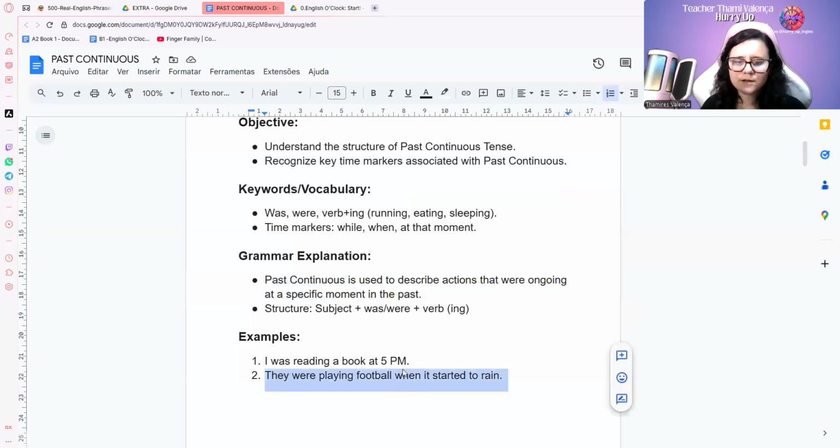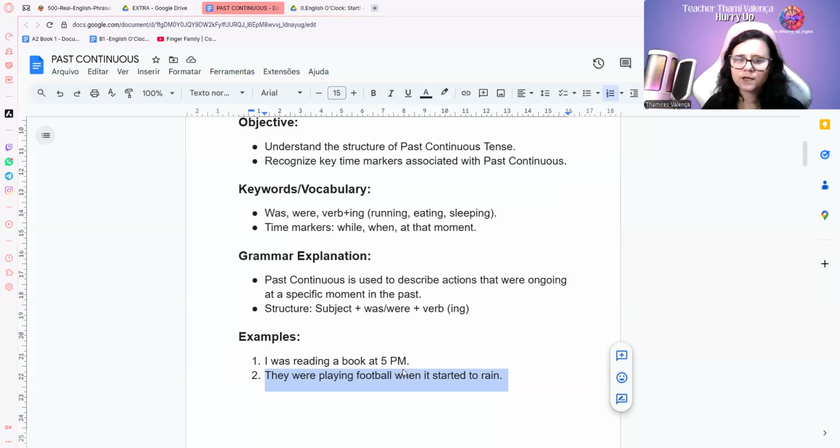As you can see here, they were playing football when, then we see a sentence in the past simple tense: it started to rain. So when we use time markers such as while or when, we generally have to use a sentence in the simple past tense, when it started to rain.